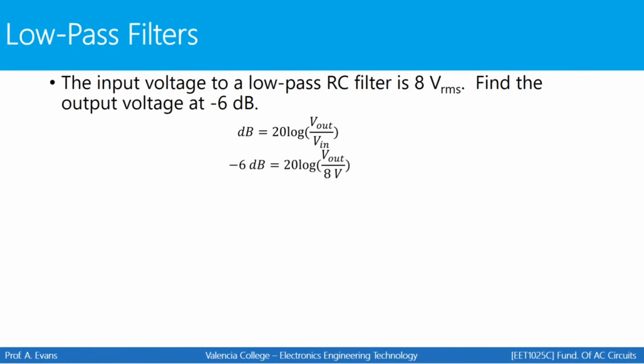I know that I want the value at negative 6 dB. I know the output voltage is what I'm trying to find. I know the input voltage is 8 volts. We're just going to solve this. First, divide both sides by 20.